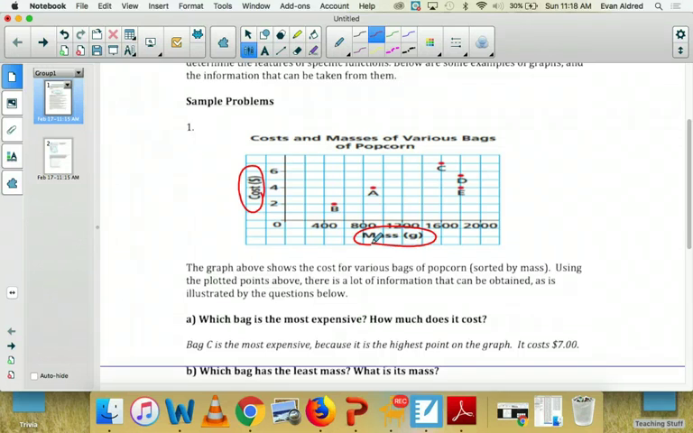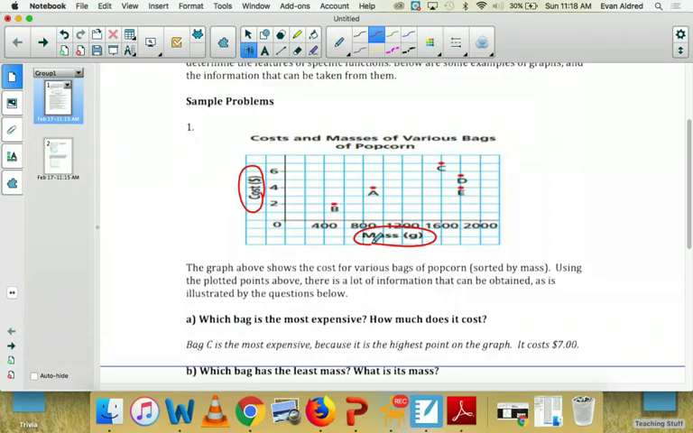And when you're given questions that pertain to a graph like the one seen in question number 1, it's just a matter of being able to pay attention to which axis you're looking at and compare the dots that are on the graph. So for example, question A, which bag is the most expensive and how much does it cost? Well, again, we can see that as we go up the y-axis, our cost gets higher and higher and higher. So we are looking for the point of the 5 that is the furthest up. And we can see that point C is the furthest up.